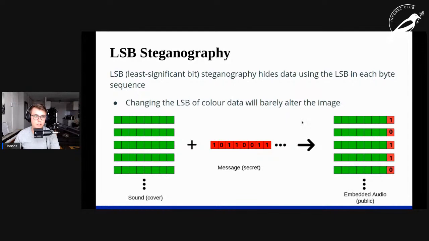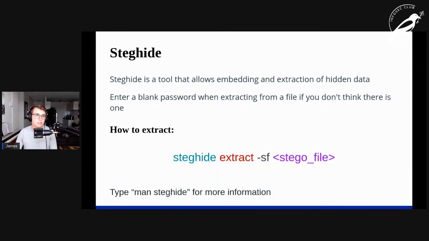So some tools that Kali has for least significant bit steganography is Steghide. And Steghide is a tool that allows embedding and extraction of hidden data. So this is sort of the tool that you can use to hide the data, or you can also use it to extract any hidden data from there.